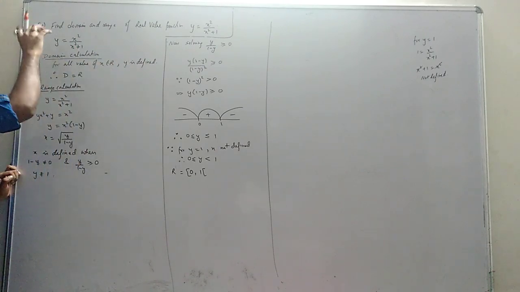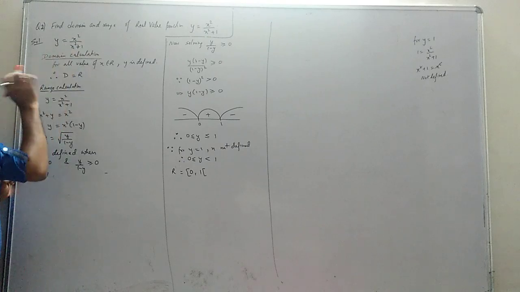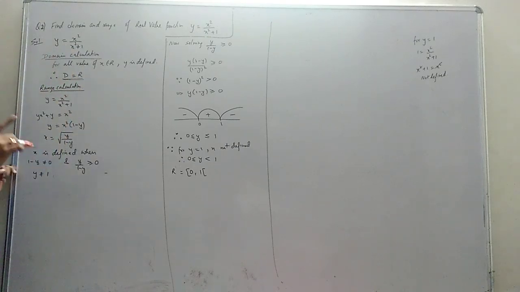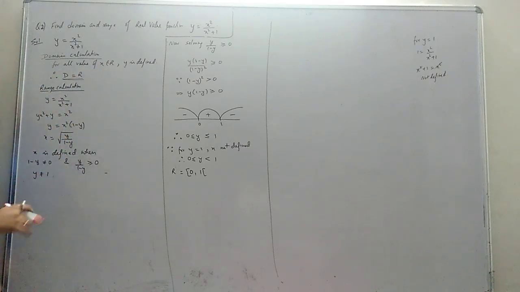What does that mean? Y will always get some values here. So whatever you substitute for x, that means, what is domain? Domains are values of x for which y is defined. So we can substitute any value of x. That means the whole real number R. So domain is the whole real number R.